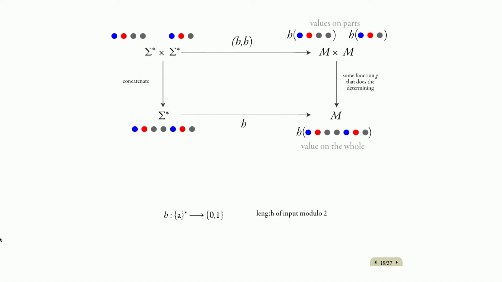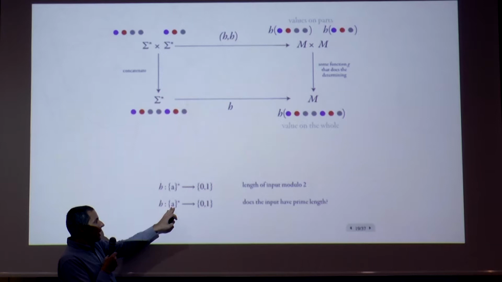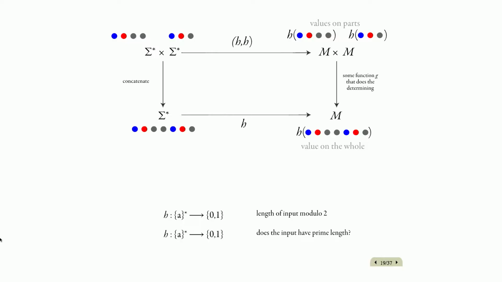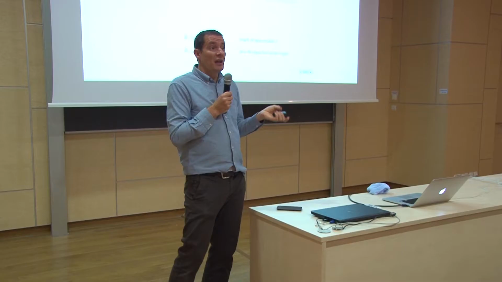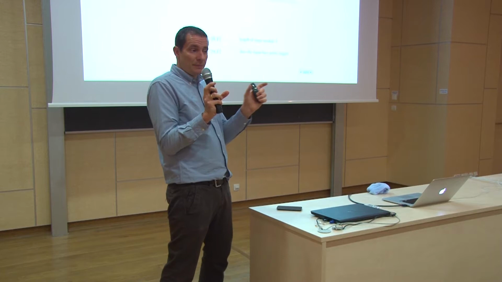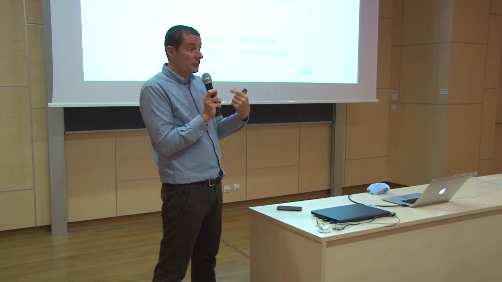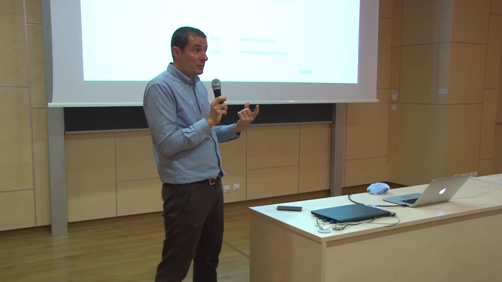Another question: I take a word, again over a one letter alphabet, and I assign to it yes or no depending on whether or not it has prime length. Is this a compositional function? If I split a word into two parts, which means I decompose a number as an addition of two different numbers, and I know if the first one is prime and the second one is prime, is that enough to determine if the whole thing is prime? Clearly no. You can find examples.